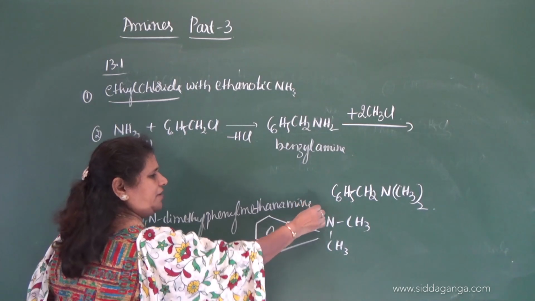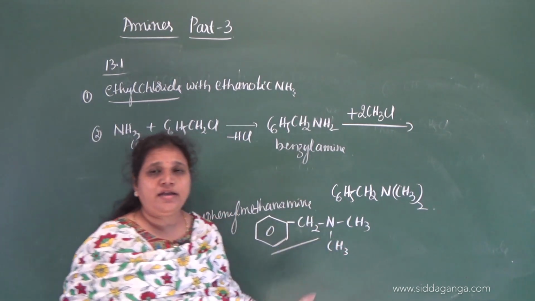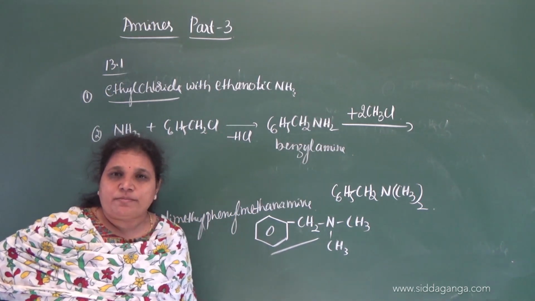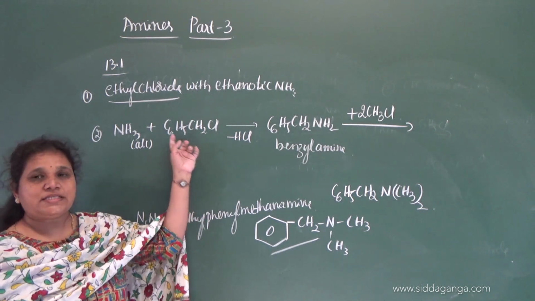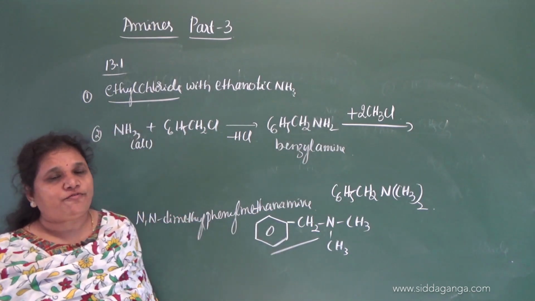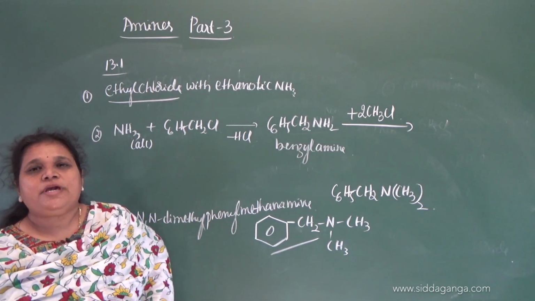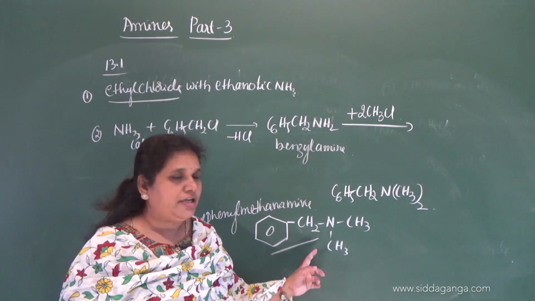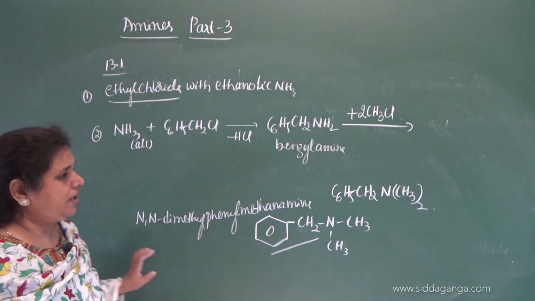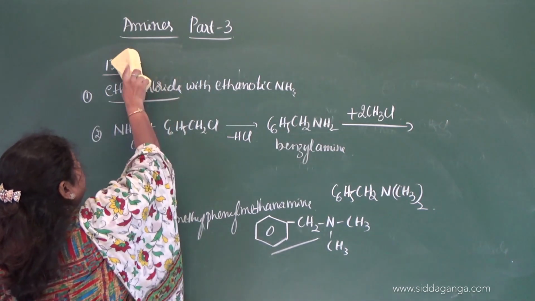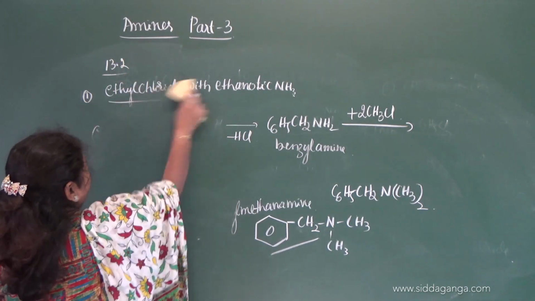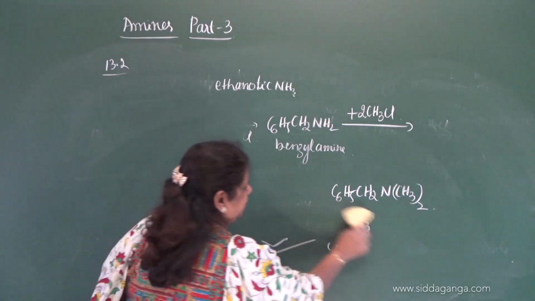Phenyl substituted methanamine. So N,N-dimethyl phenyl methanamine is the final product which is obtained after the ammonolysis of benzyl chloride with ammonia, followed by reaction of the so formed amine with 2 moles of methyl chloride. So this is the final product after the reaction. This is one more question in your text. Let us move on to the next one, 13.2. This is also an in-text solved question.